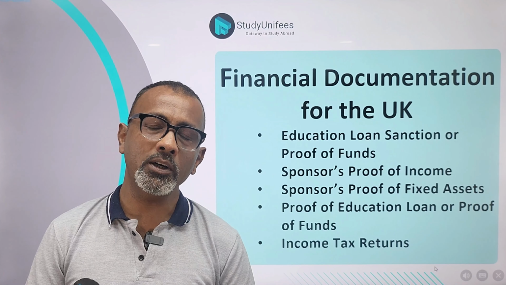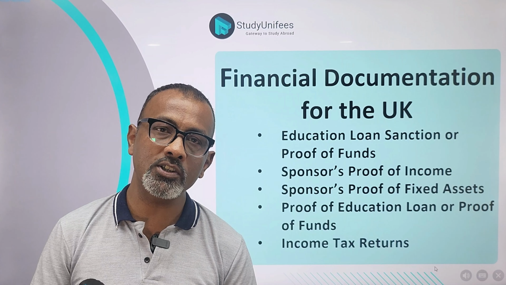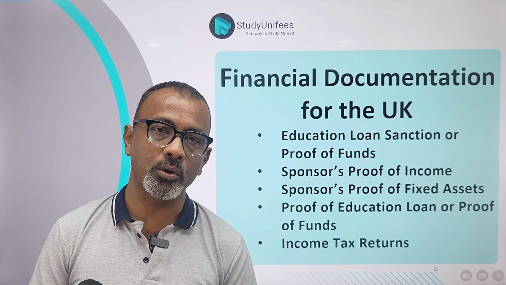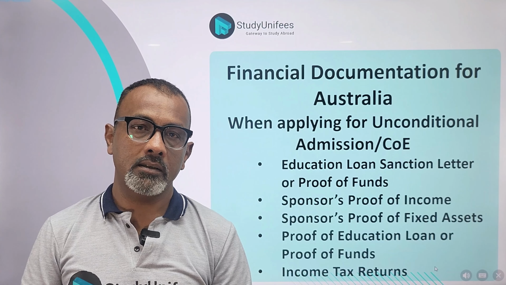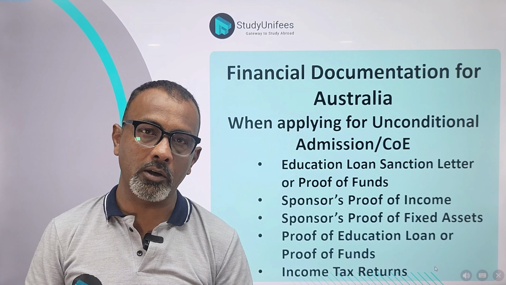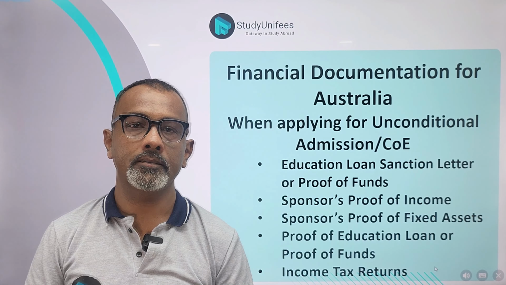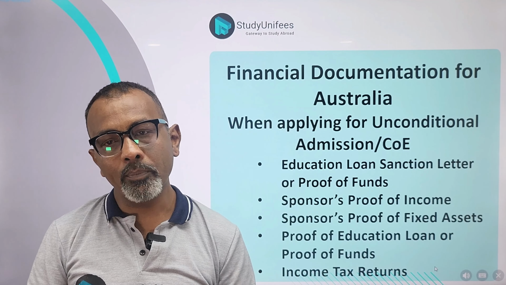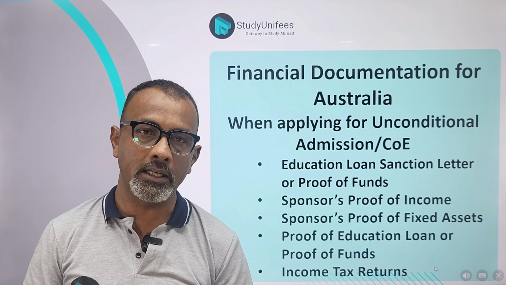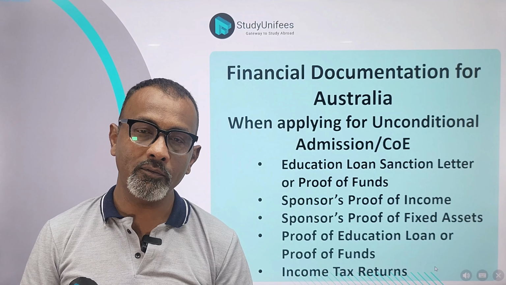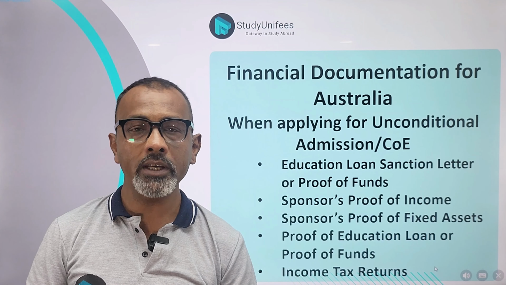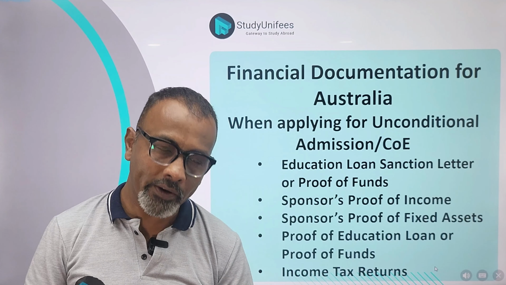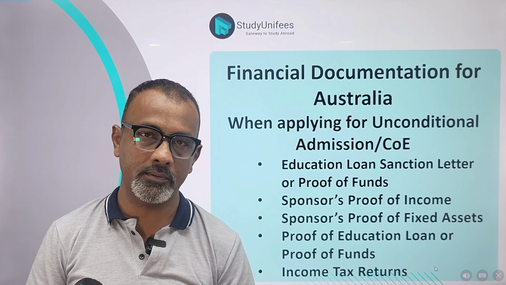Make sure to include documentation about your sponsor's fixed assets. Also, include your sponsor's income tax returns. Next, let's talk about the financial documentation for Australia. In the first stage, when you're applying for an unconditional admission letter or a COE, you will have to show certain financial documentation. We recommend that you take an educational loan for the various benefits that accrue to this.